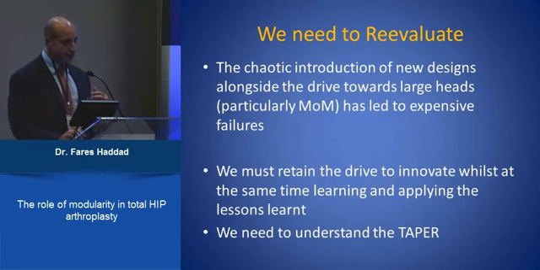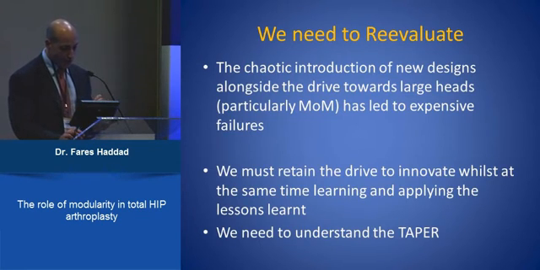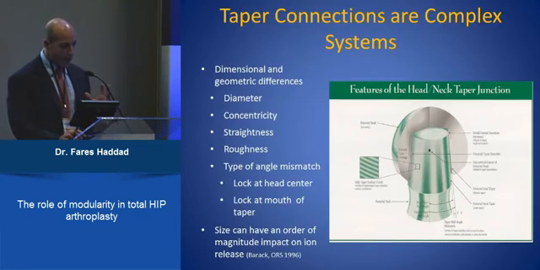I think the reality is we need to understand it, and in order to understand modularity, you need to understand the taper. And we have a big literature on the taper going back 30 years, understanding the geometry of the taper, the roughness, the angles, and really learning how to cope with that and optimize it. And we have largely managed to ignore that in some of the developments.